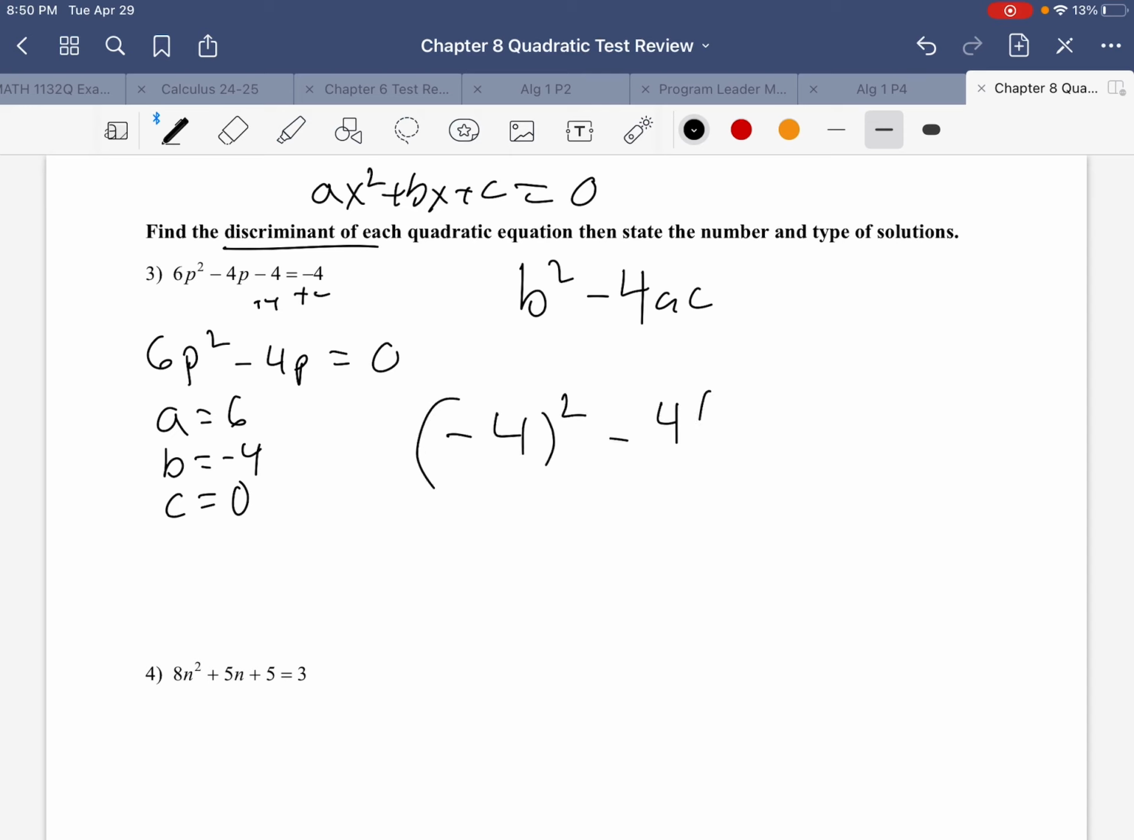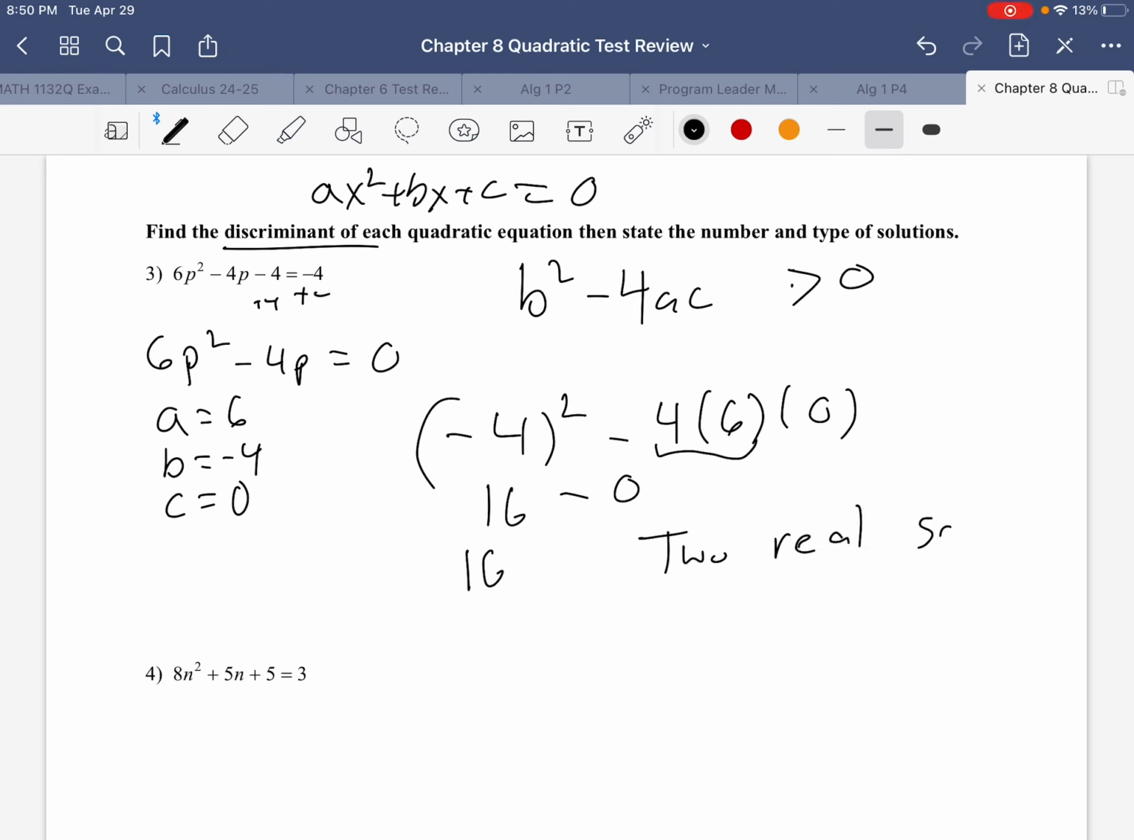So it's negative 4 squared minus 4 times 6 times 0. Which is going to be 16 minus 0, because 4 times 6 is 24, but 24 times 0 is 0. So now my discriminant is positive. When we talked about this, in this example, it's greater than 0. This is going to be 2 real solutions.